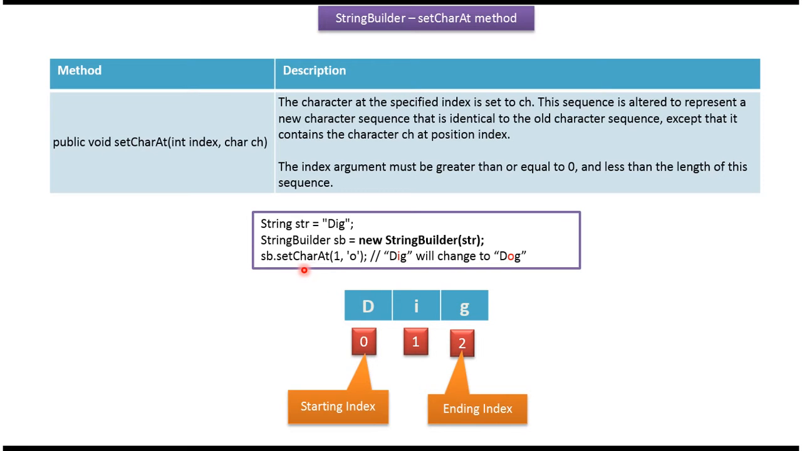Here I am calling the setCharAt method of StringBuilder. I am passing the index 1 and the character 'o'. At index 1, 'i' is there. This method will change 'i' to 'o'. So "dig" will be changed to "dog".